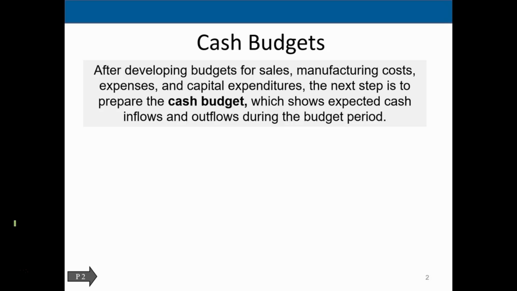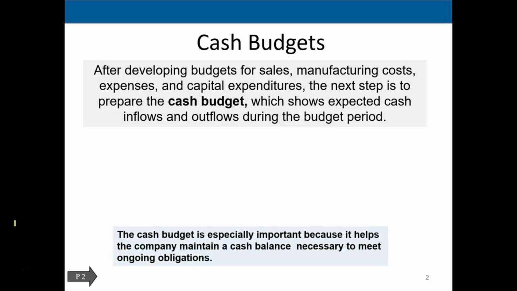So we are of course going to use many of the prior calculations that we have come up with in order to generate and produce the cash budget. The cash budget is especially important because it helps the company maintain a cash balance necessary to meet ongoing obligations. So we're going to try to keep it at a constant level for the most part, much as we would do for our individual budgets.